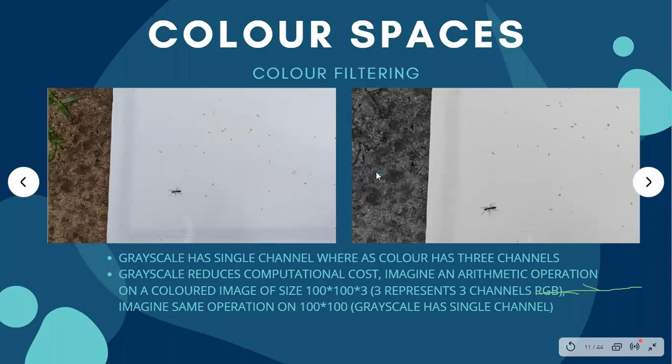Imagine an arithmetic operation being done on 3 matrices, and imagine the same arithmetic operation being done on a single matrix. It is very much evident from the basic math itself that the operation being done on a single matrix is going to run 3 times faster compared to the same operation being done on 3 matrices, right? So basically, if you look at these 2 images, it is pretty much evident what is the difference between a colored image and a grayscale image.